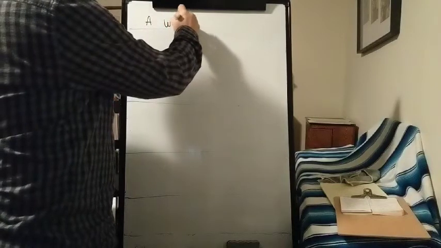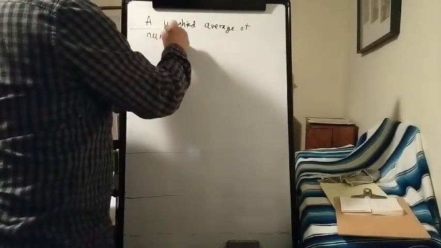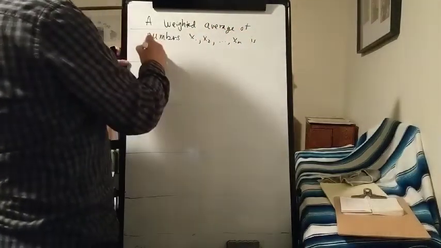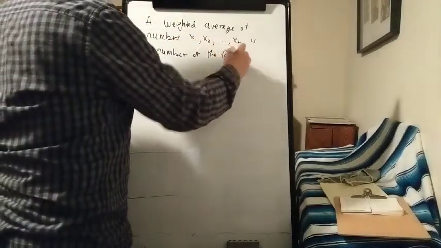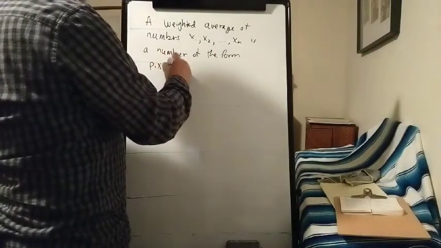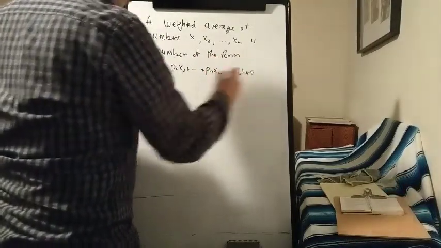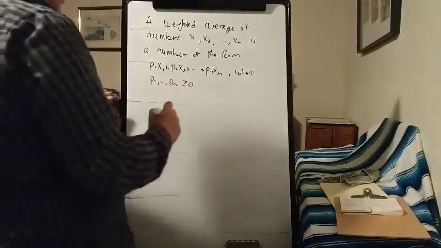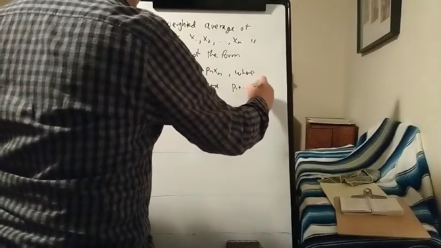So just to remind you, a weighted average of numbers, say x1, x2 through xn, is a number of the form p1 x1 plus p2 x2 up to pn xn, where p1 through pn are non-negative numbers and they sum to 1.